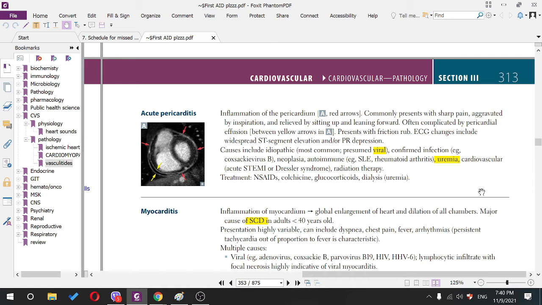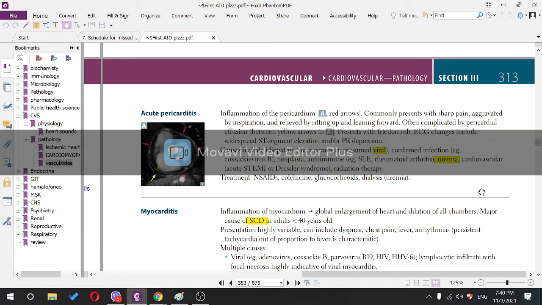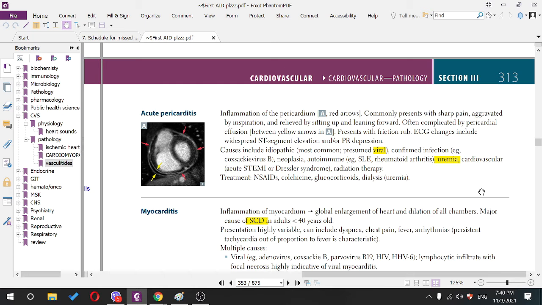So first of all, let's speak, what is the most common cause? Be careful with this one. It's idiopathic. Okay? If you have an answer saying viral, choose that one. So it's not uremia, it's not the STEMI, it's not the Dressler, it's not the most common cause. The most common cause is idiopathic or viral.